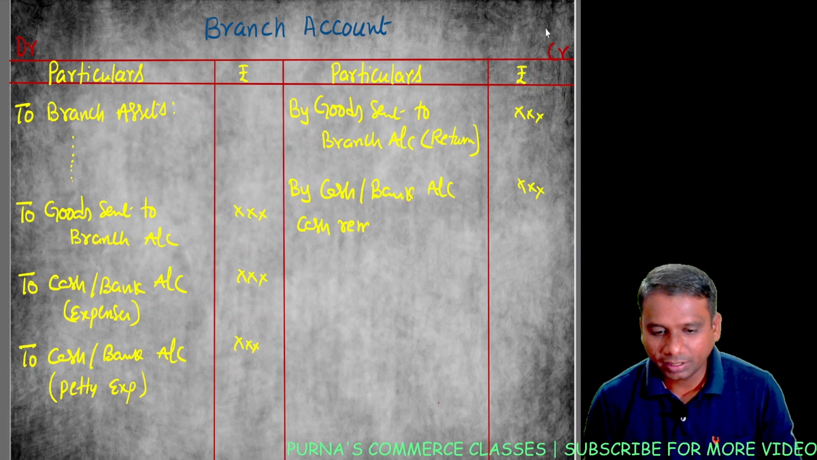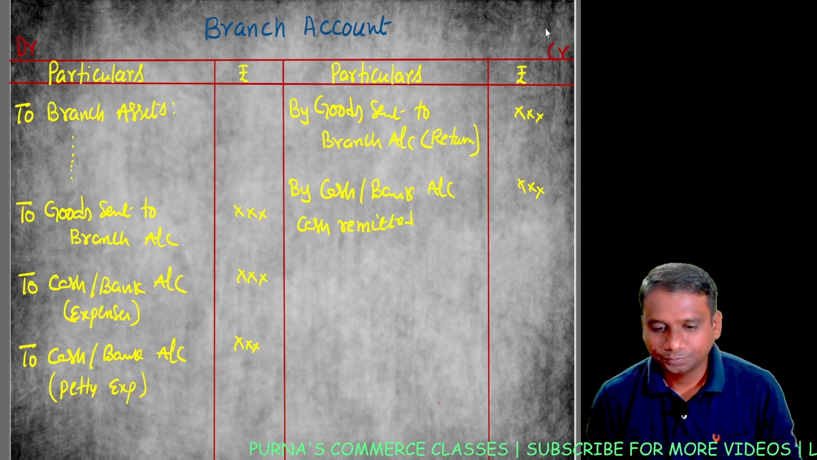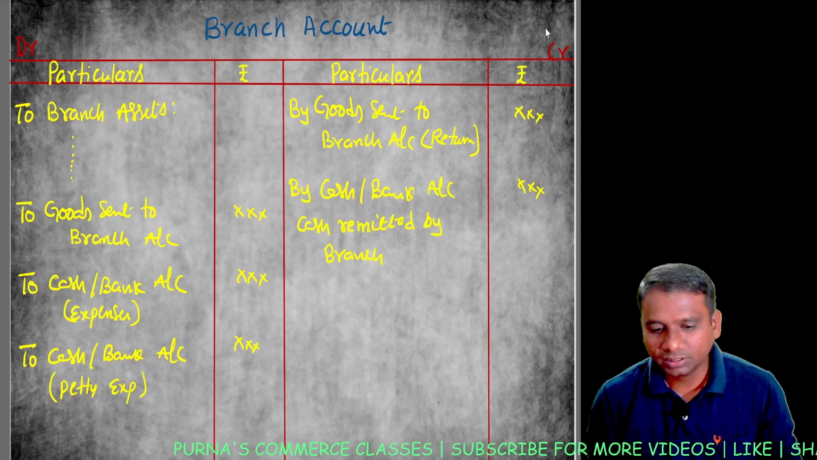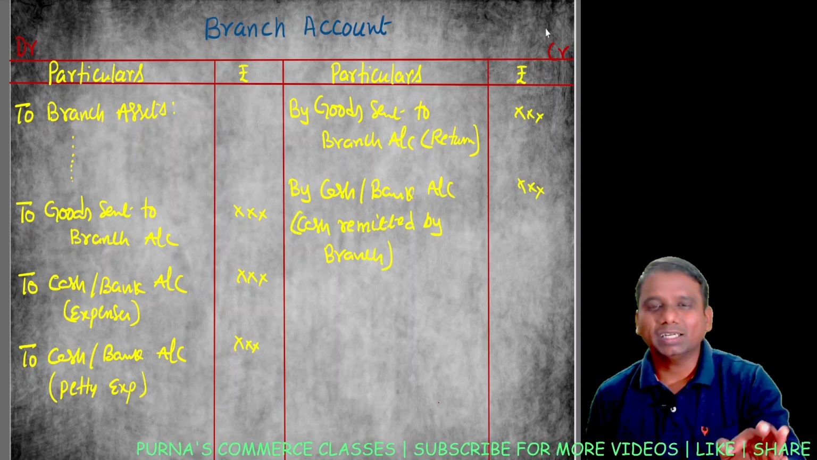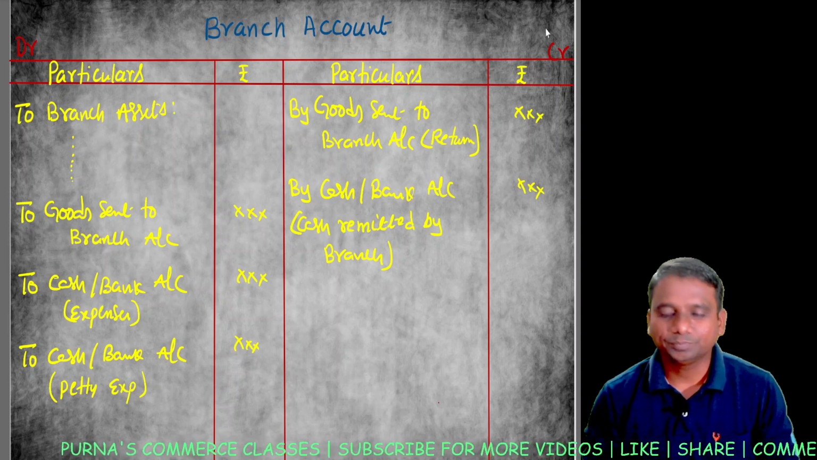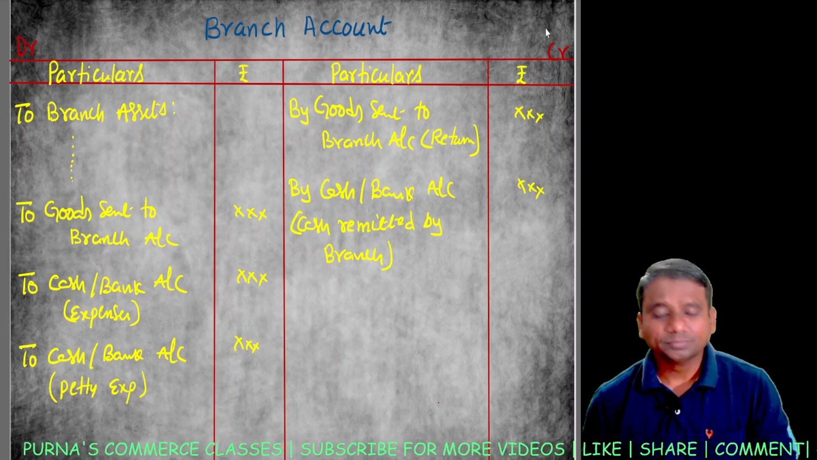Cash remitted by branch. Are you able to understand, students? The above entries simply we are posting into branch account. That's it. Okay. Next one.